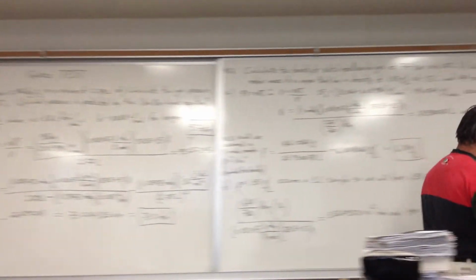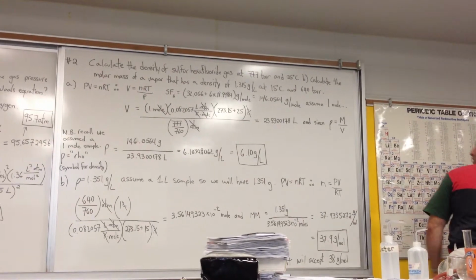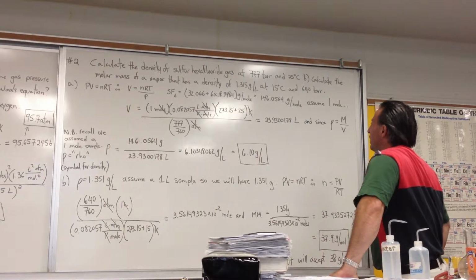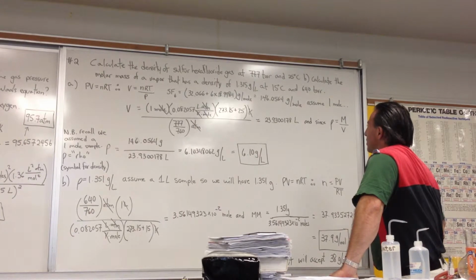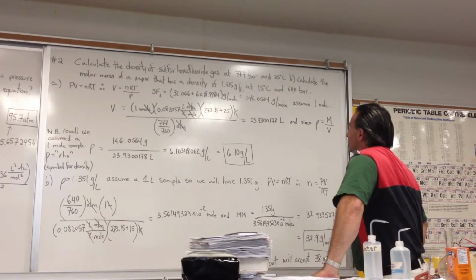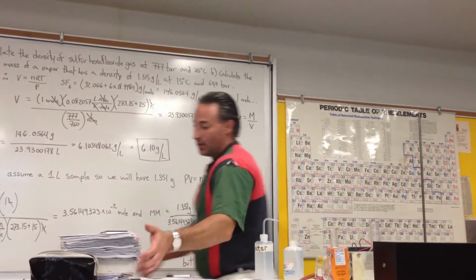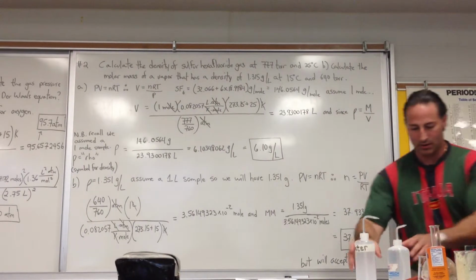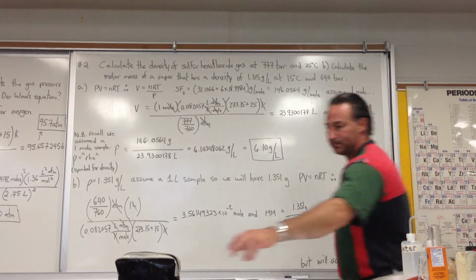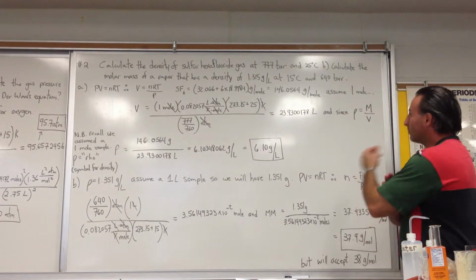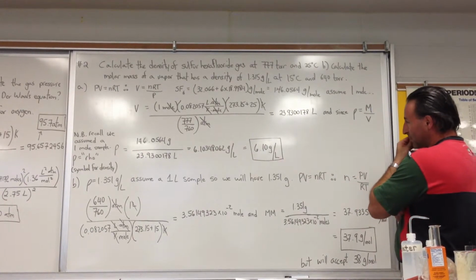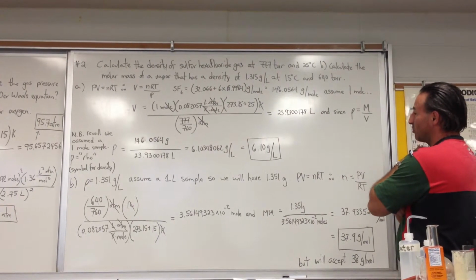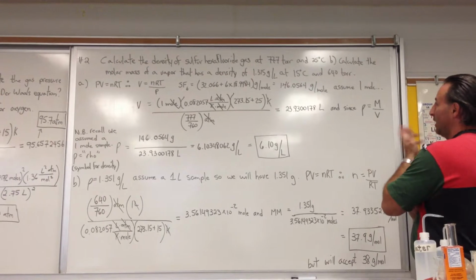Number 2, we calculate the density of sulfur hexafluoride gas at 777 torr and 25 degrees Celsius. And for B, we're also asked to calculate the molar mass of a vapor that has a density of 1.315 grams per liter, and to give the temperature and the pressure.